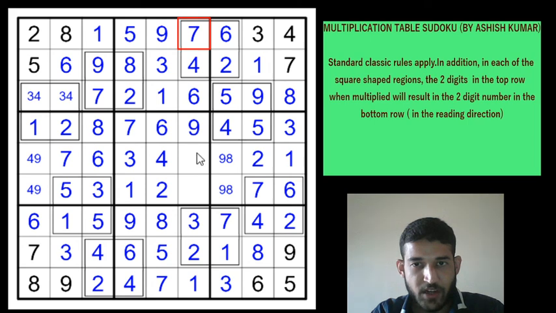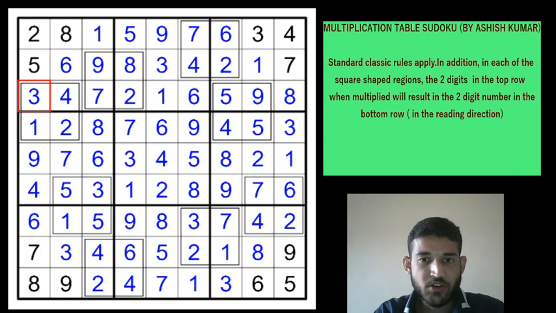And 5 and 8 are to be placed in column 6. Right? 1, 2, 3, 4, 6, 7, 9 have been placed. 5 and 8 are to be placed, but 5 is in row 6, so this is a 5, this is an 8, and that gives you an 8 and 9 here, and a 9, 4 here, and a 4, 3 here to complete the Sudoku.